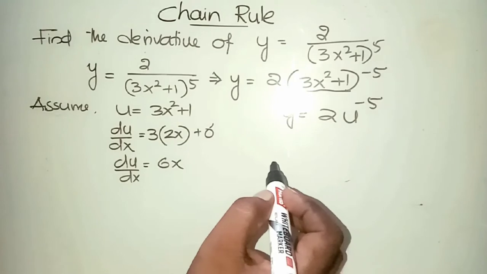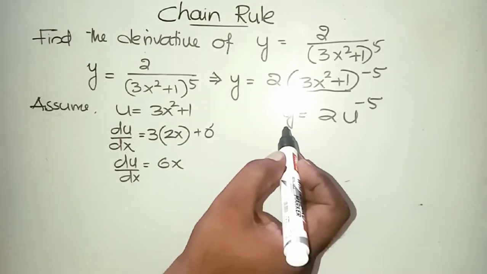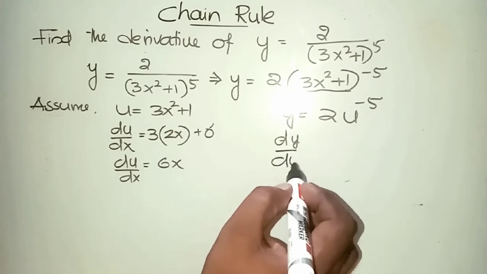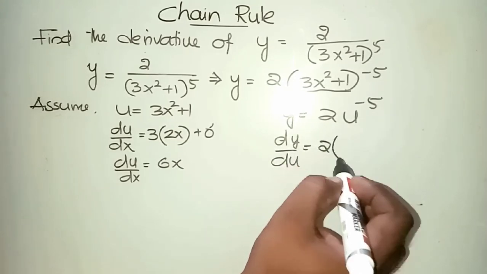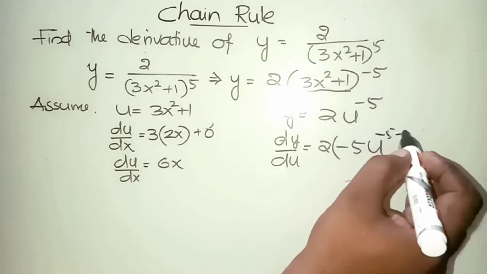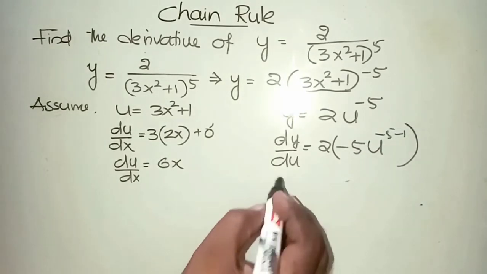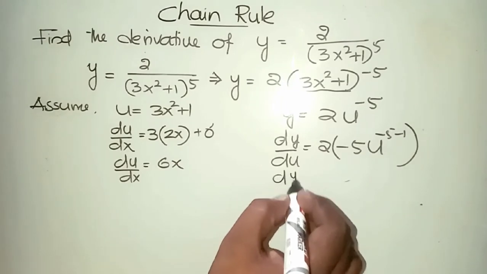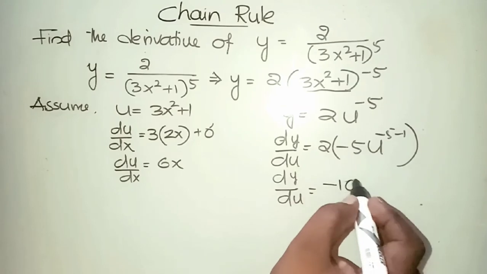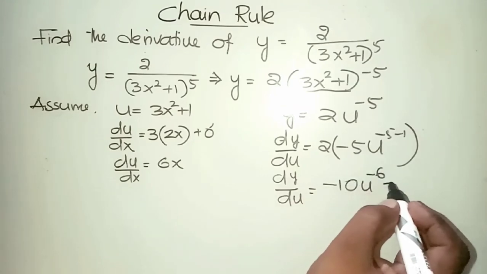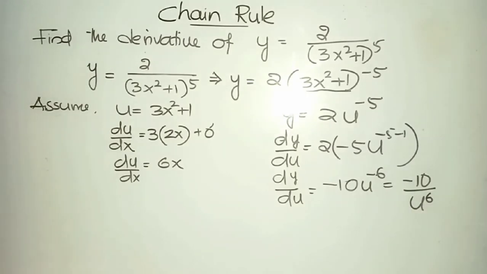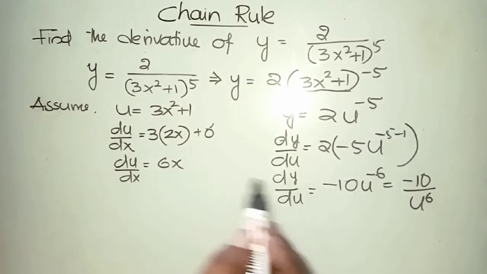Similarly, differentiate y with respect to u. That means we get dy by du is equal to 2 into minus 5 u raised to minus 5 minus 1, using n into x raised to n minus 1. So we get dy by du is equal to 2 into minus 5 is minus 10 u raised to minus 6. That is minus 10 by u raised to 6, isn't it? So we got both the required terms.